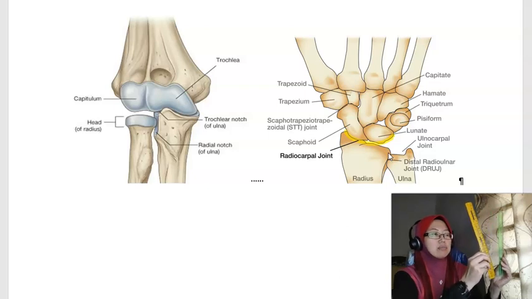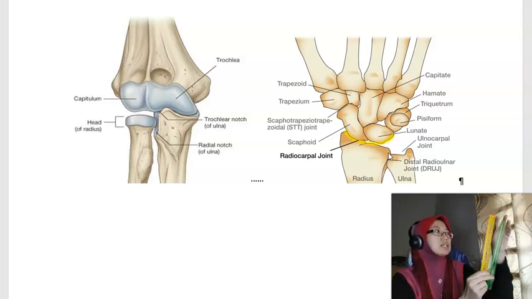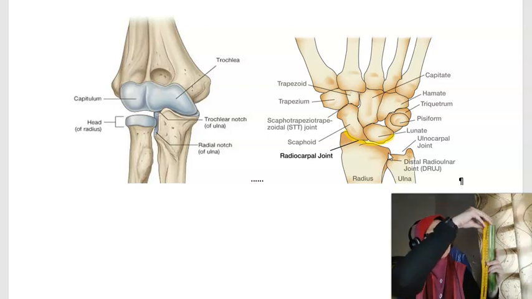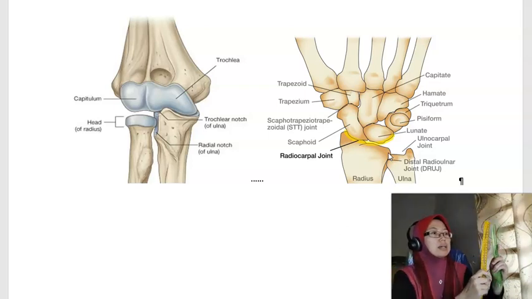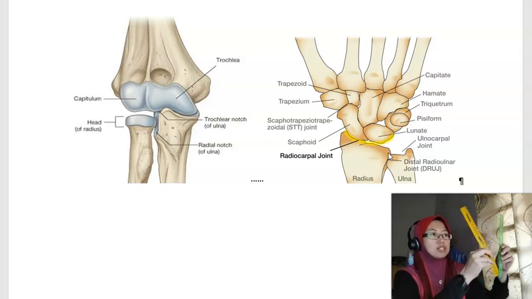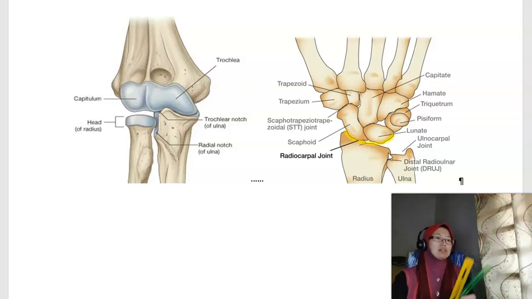Okay, the radius is the big part here. The small head of the radius makes an impression on the ulna, the big part of the ulna, so we call it the radial notch of ulna, the big one. Ulnar notch of radius is on the big distal part of the radius; radial notch of ulna is on the big part of the ulna. Get what I mean?